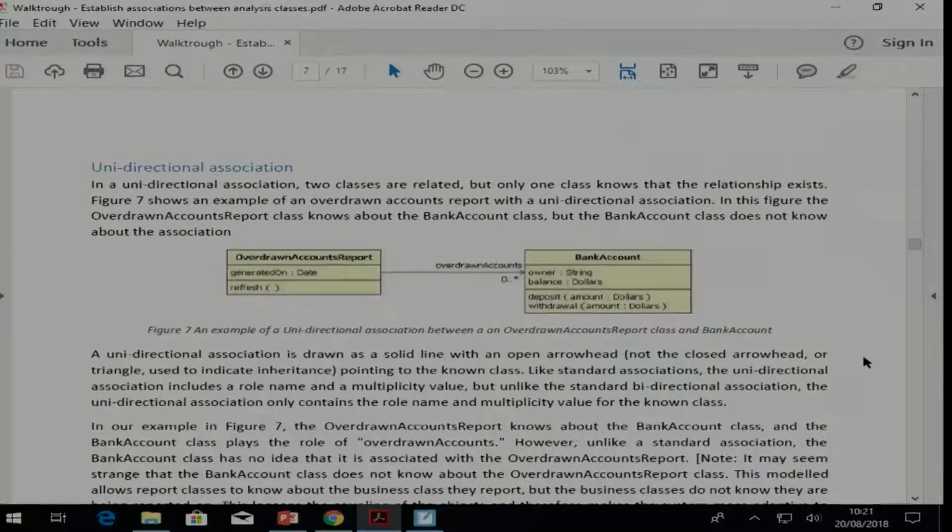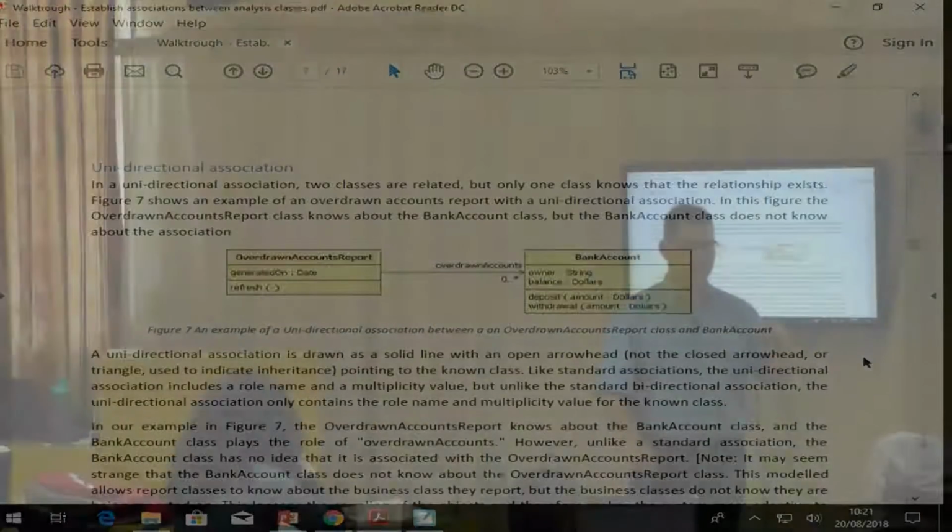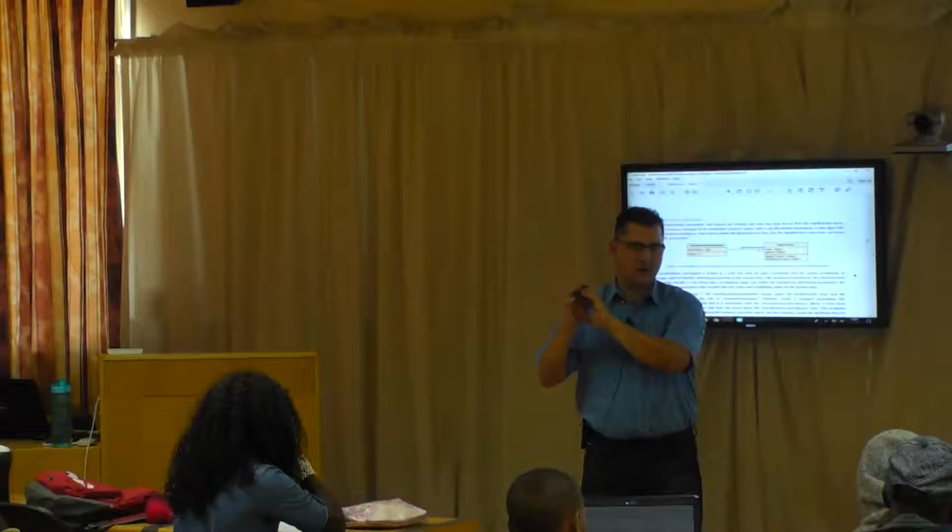Now then we have a unidirectional or directed association. If you create this in a class diagram using the software, it would say directional association. So in this case, the two classes are still related to each other. But we only have communication in one direction.